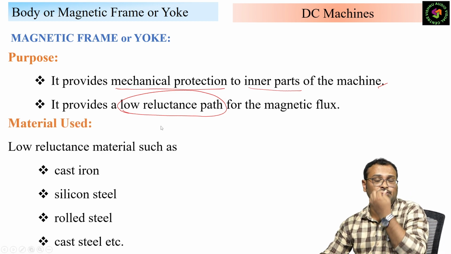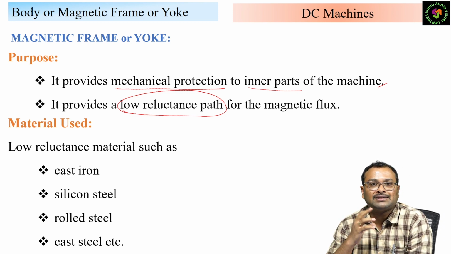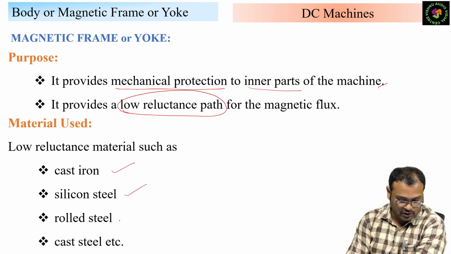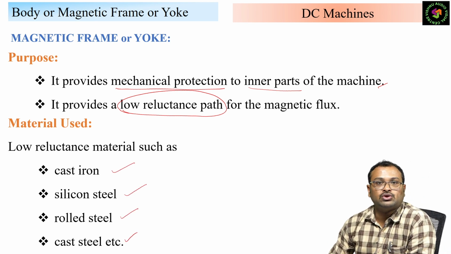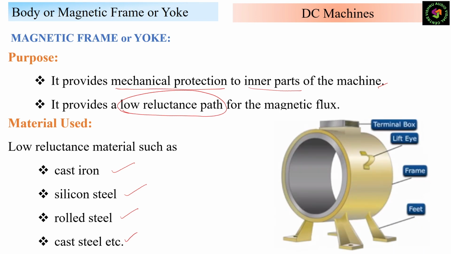What is the material used? We have to remember that whenever flux is involved, the materials are magnetic materials, so mostly we use iron and steel. Here we are using cast iron, silicon steel, rolled steel and cast steel. For small machines we generally use cast iron, because weight is not an important criterion.